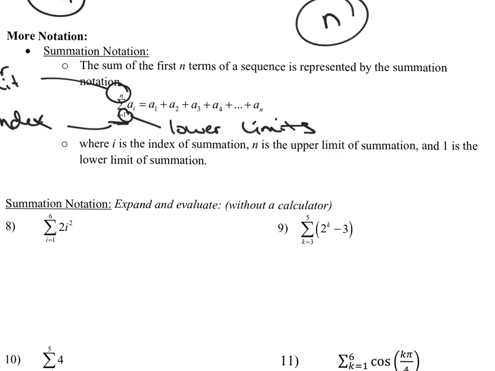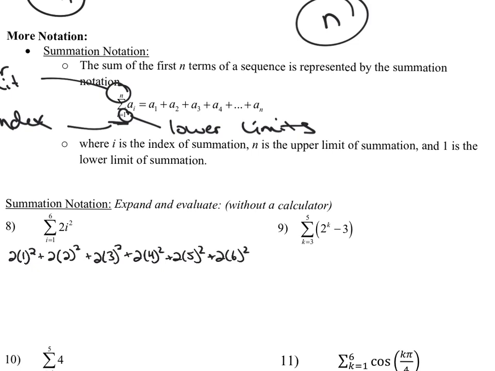So for the first example, we have the sum from i equals 1 to 6 of 2i squared. So we're literally going to put the 1 in and substitute. So we'll do 2 times 1 squared plus, these are the term numbers, so then the second term, we'll put a 2 in, and that's 2 times 2 squared. Then 2 times 3 squared plus 2 times 4 squared plus 2 times 5 squared plus 2 times 6 squared.